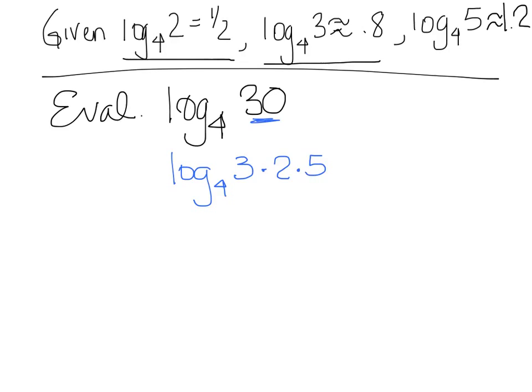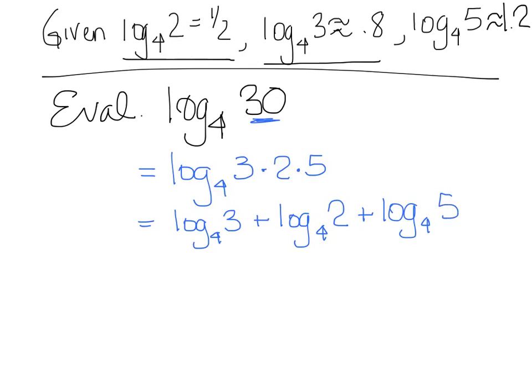And this is the nice thing about these properties, they're scalable. If it works for 2 factors, it works the same way for 3 factors. So now I've got log base 4 of 3 plus log base 4 of 2 plus log base 4 of 5. Because remember, multiplication in there turns into sums of separate logarithms. Some people would call this expanding the logarithm.